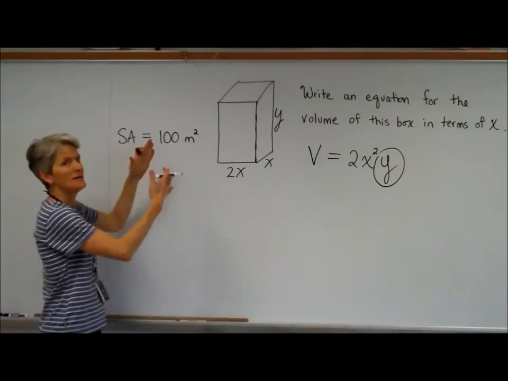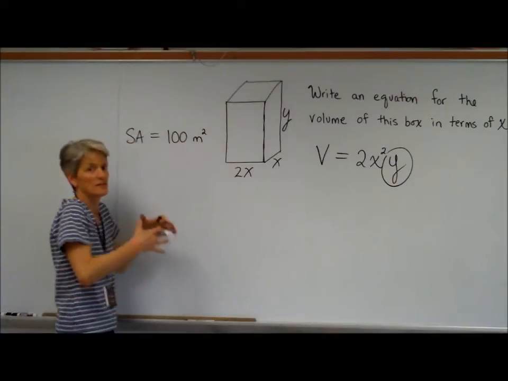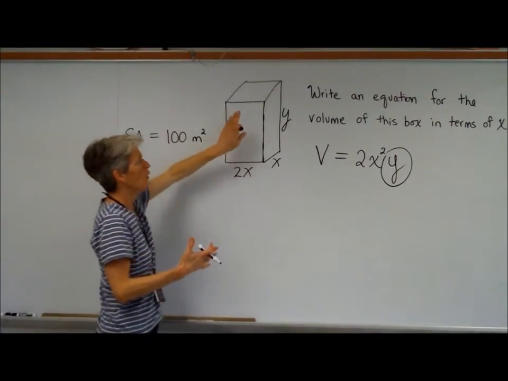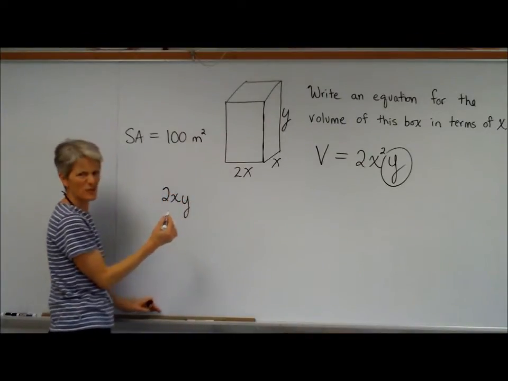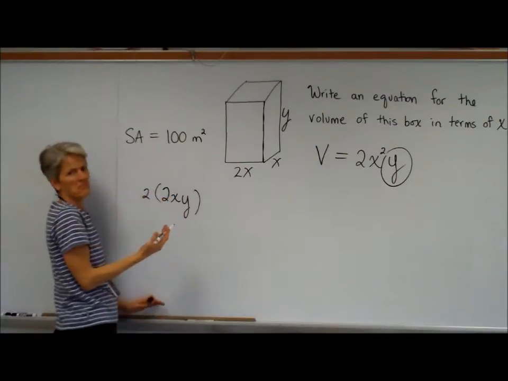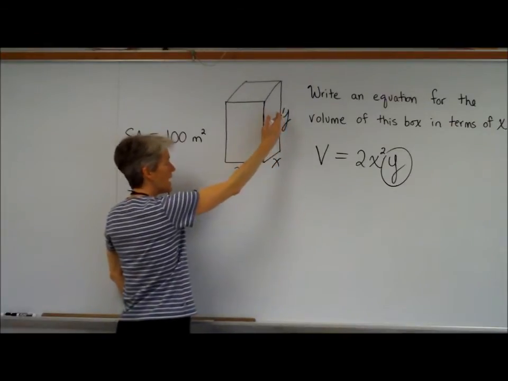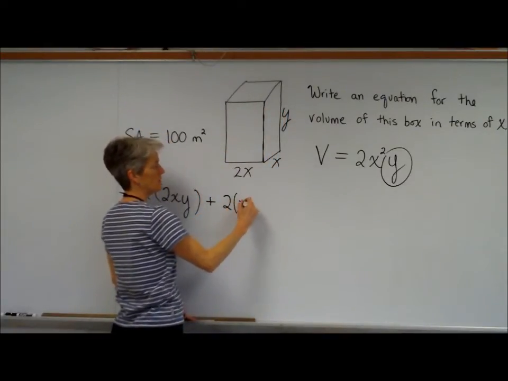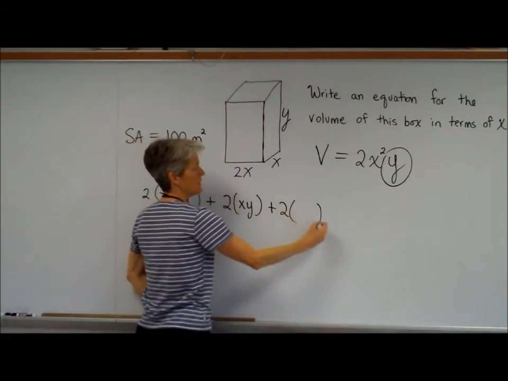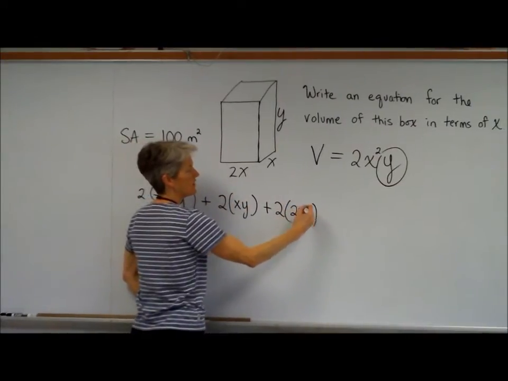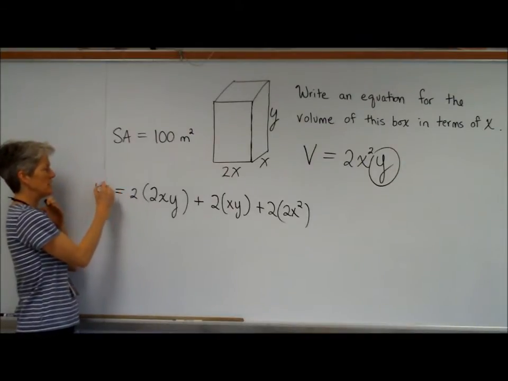Okay, surface area. Well, we just went through this. The surface area of this or any rectangular box is adding up all the surfaces. So we have the front, which is 2x by y, and I have 2 of those. Can I just do this, since we already did this? We've got this side, which has an area of xy, and I've got 2 of those. Then I have the top and the bottom, 2 of those, and that area is 2x squared. And that equals the surface area, and I know the surface area to be 100.